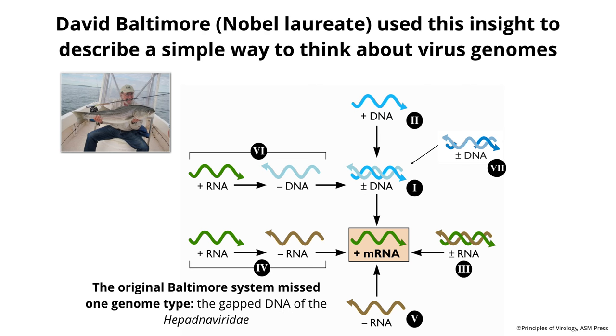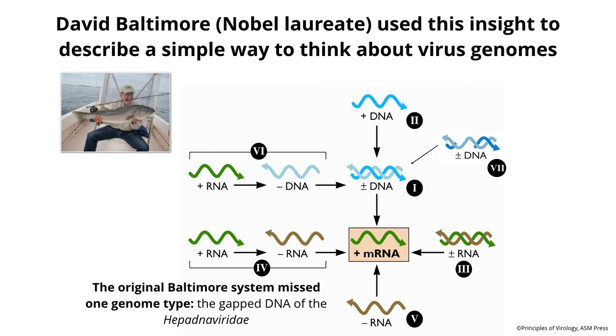All right, group number 5 is down here. Viruses with a negative stranded RNA genome. By definition, negative strand is the opposite polarity of plus strand, which is mRNA. Can't be translated, so you have to copy it to make a plus mRNA.